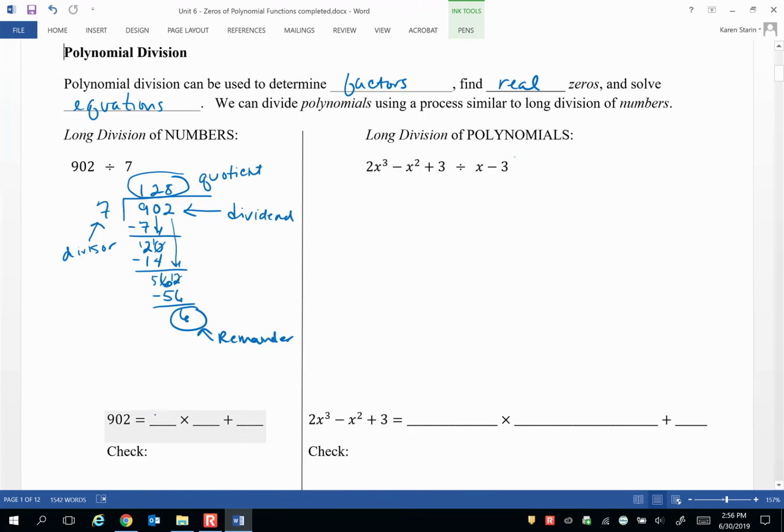We had to find out if 128 times 7 plus the remainder of 6 equals 902. Well, yes, it does, because 128 times 7, let's see, it's 56, carry the 5, 14, 9, carry the 1, and I get 896 plus 6. Yes, that does equal 902. So that's a reminder of how we did long division with numbers. In the next video, I'll show you how that transfers to long division of polynomials.